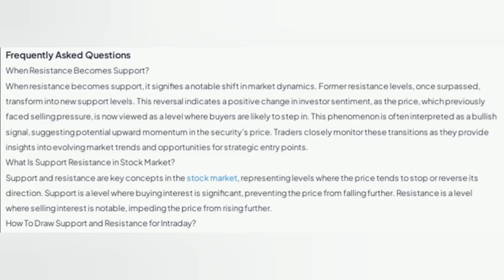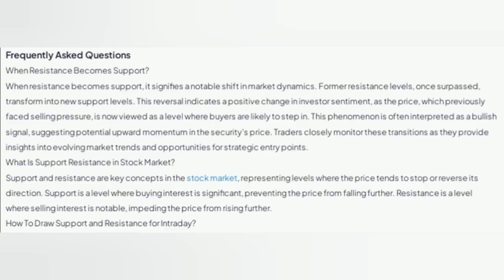Frequently asked questions. When resistance becomes support? When resistance becomes support, it signifies a notable shift in market dynamics. Former resistance levels, once surpassed, transform into new support levels. This reversal indicates a positive change in investor sentiment, as the price, which previously faced selling pressure, is now viewed as a level where buyers are likely to step in. This phenomenon is often interpreted as a bullish signal, suggesting potential upward momentum in the security's price. Traders closely monitor these transitions as they provide insights into evolving market trends and opportunities for strategic entry points.